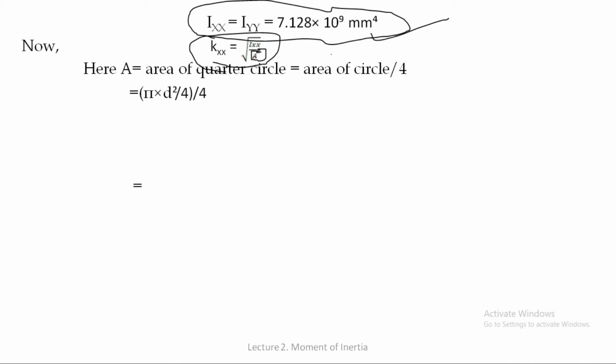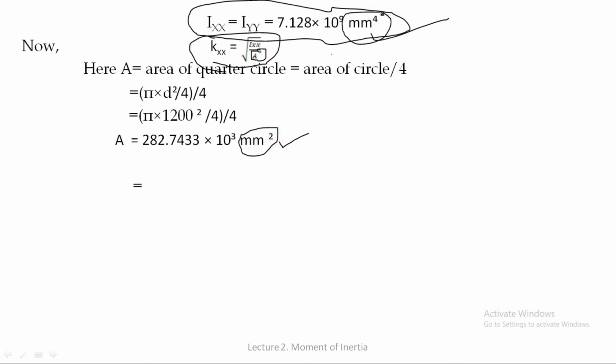Okay, the value of d, which is 1200. Putting that value in this formula, we will have the area of quarter circle, and that is equal to 282.7433 into 10 raised to 3 mm square. Remember, you have to write the unit of area as mm square. Don't get confused between the unit of area and the unit of moment of inertia. The unit of moment of inertia is mm raised to 4, but the unit of area is mm square.